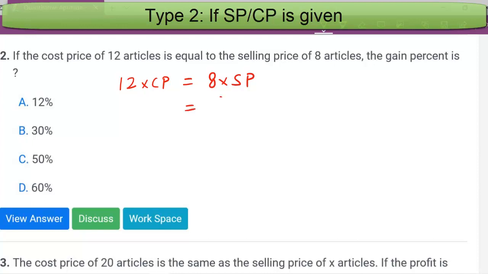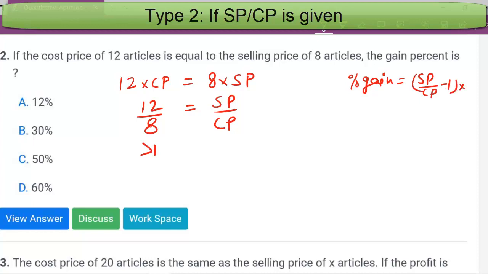Here we can find the ratio of SP by CP, which is basically 12 by 8. So the ratio of SP by CP is equal to 12 by 8, which is greater than 1. You must remember that percentage gain is equal to SP upon CP minus 1, multiplied by 100. In case of percentage loss, you can write the formula accordingly, right? Here definitely there is a gain, and it is written here as well, percentage gain.